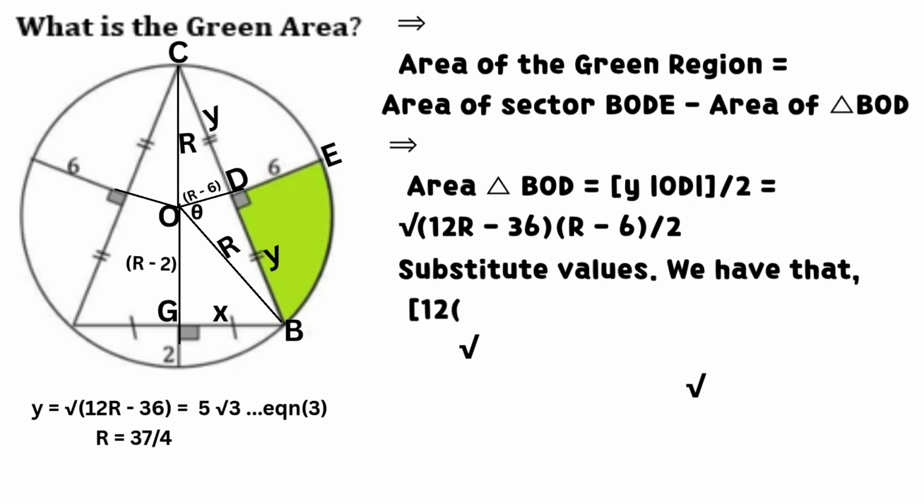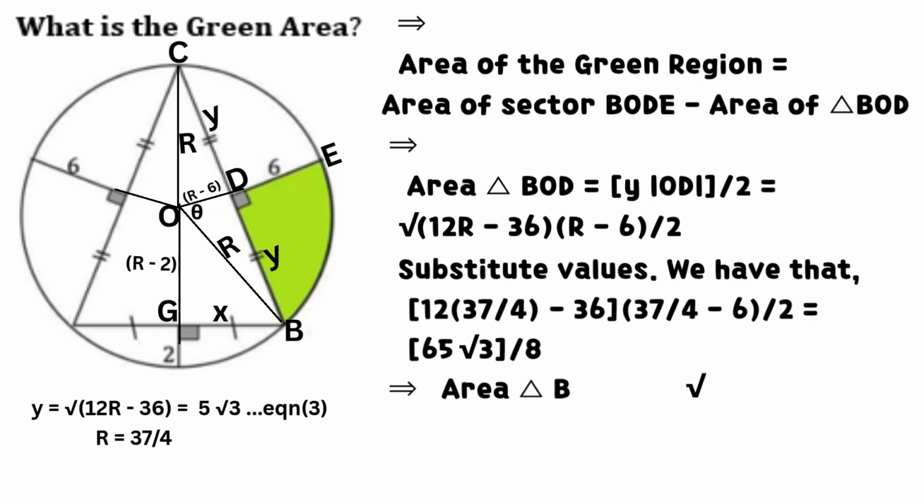Substitute values. We have that the product of 12 times 1/4 of 37 minus 36 and 1/4 of 37 minus 6, all divided by 2, equals 65 times the square root of 3, all divided by 8. Hence, the area of triangle BOD equals the product of 65 and the square root of 3, all divided by 8 in square units.